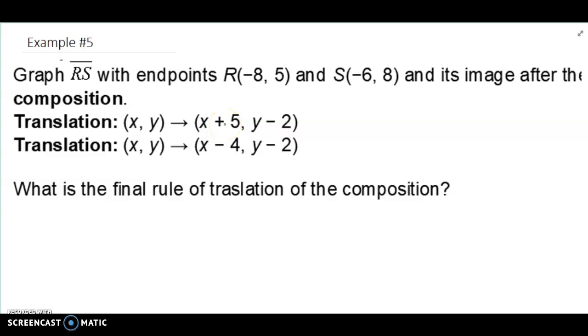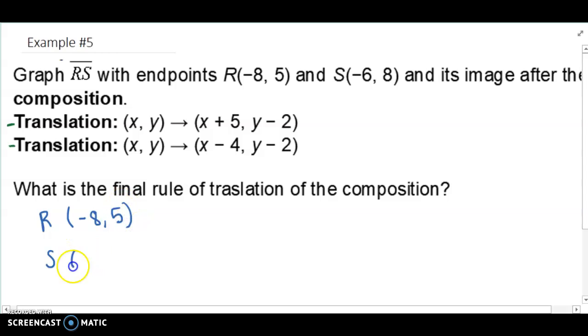All right. So it says graph segment RS with endpoints R(-8, 5) and S(-6, 8), and its image after the composition. So notice we have 2 different translations. I know it says to graph it, but I didn't put a graph on here, so I'm just going to write the coordinates. And I'm positive that if you can write the coordinates, then you can graph it. Hopefully by now we can graph points. So I'm just going to put what we're starting with. We're starting at R(-8, 5), and then S is at (-6, 8). I just took that straight from what it tells me here and here.